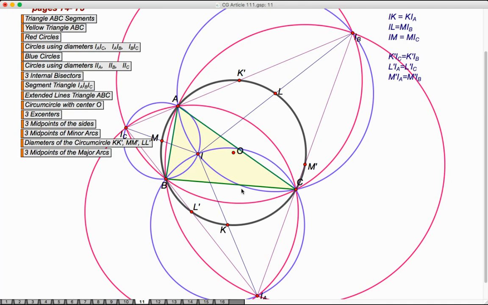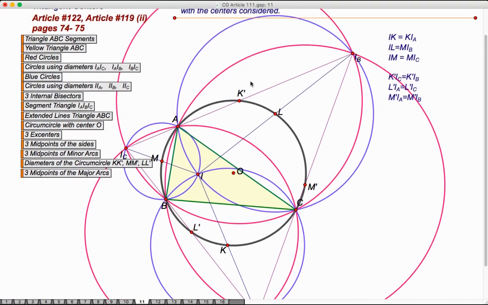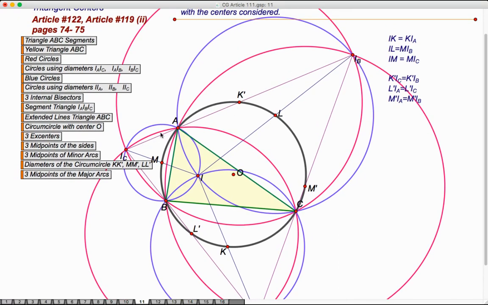The remaining 3 other points are based on the major circle. So instead of K, we have major arc BC, and its midpoint is K prime, and that K prime is the center of the circle with diameter I sub C, I sub B.